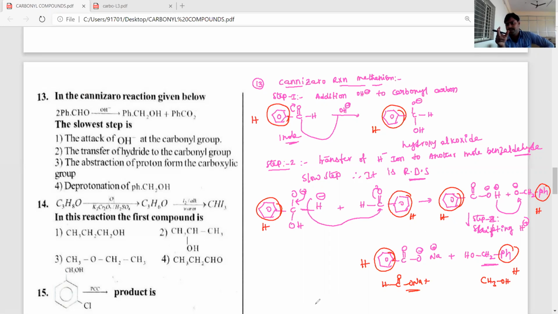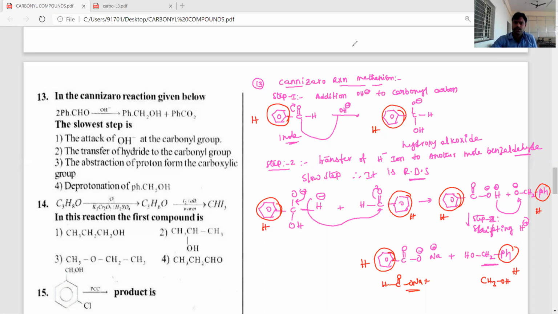In the Cannizzaro reaction, the first step is addition of hydroxide ion to the carbonyl carbon, and the second step is transfer of hydride ion to another carbonyl group. The transfer of hydride ion is a slow step, hence it is the rate determining step. The final, third step is shifting of the H plus ion to the alkoxide ion, converting into sodium salts of carboxylic acids plus alcohols. So formation of alcohol is reduction and formation of carboxylic acid is oxidation. In the Cannizzaro reaction both oxidation and reduction are present. That's why this reaction is called a redox reaction.